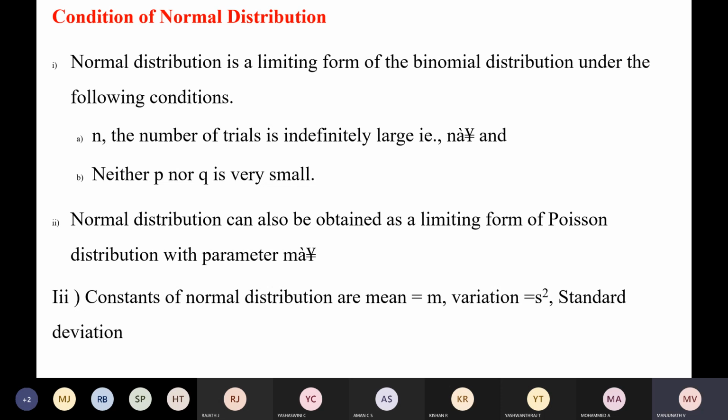That's about the conclusion. And neither P nor Q is very small. P and Q are high in nature. They are not rare events. Normal distribution is not meant for rare events.